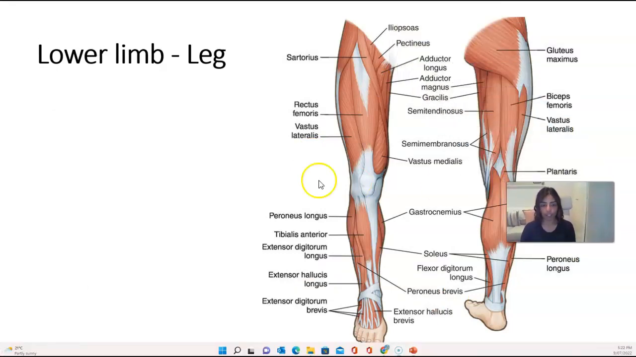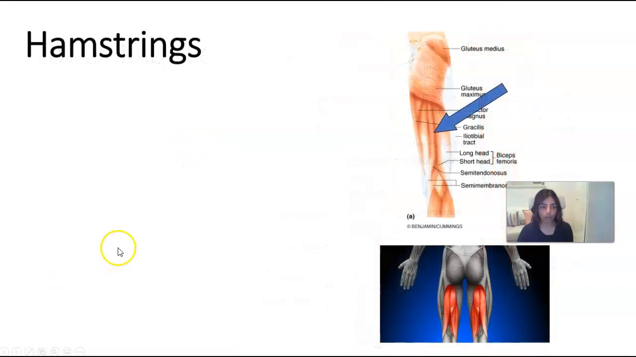Okay, now we're going to be looking at the lower limbs. And first group of muscles that we're going to be looking at on the lower limbs are the hamstrings. Now, these are located on the posterior or the back of the leg, and we can see them highlighted in red here.